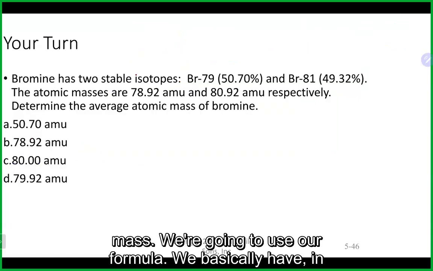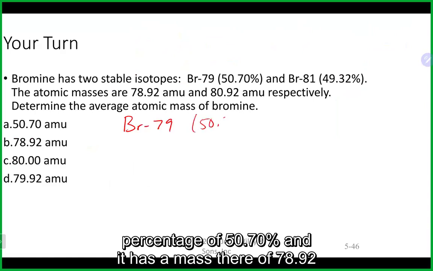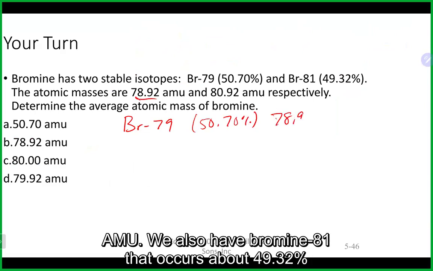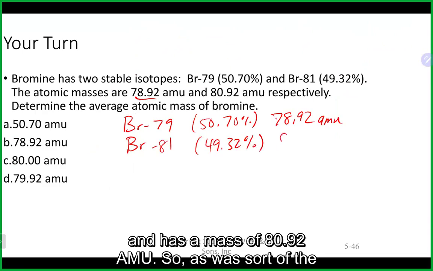So we're going to use our formula. We basically have, in this case, two isotopes. We have bromine-79, which has a percentage of 50.70% and a mass of 78.92 AMU. We also have bromine-81 that occurs about 49.32% and has a mass of 80.92 AMU.